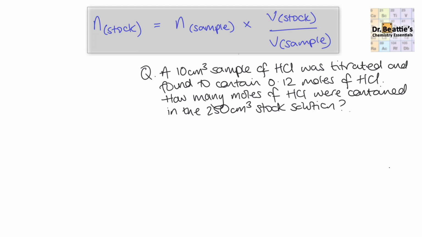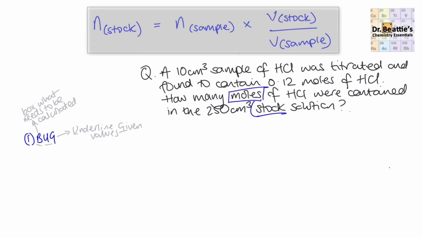So we're going to apply the same 6-step approach to these calculations. First of all, we're going to box and underline any given values. So boxing, we need to work out how many moles of HCl were in the stock solution. And then having boxed this, we're going to underline the given values.